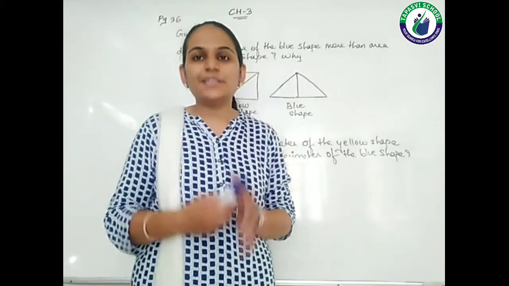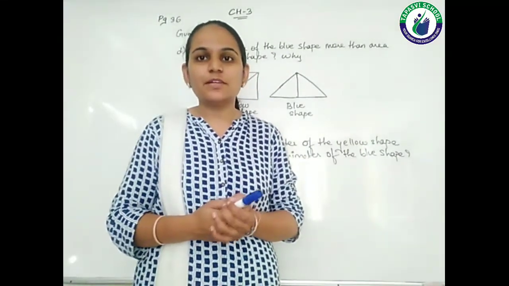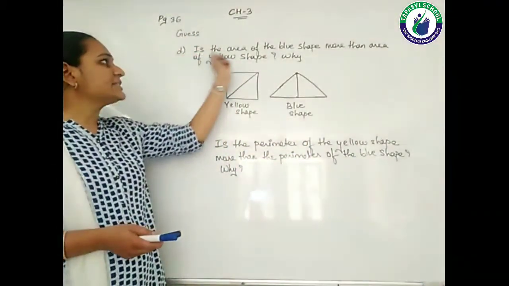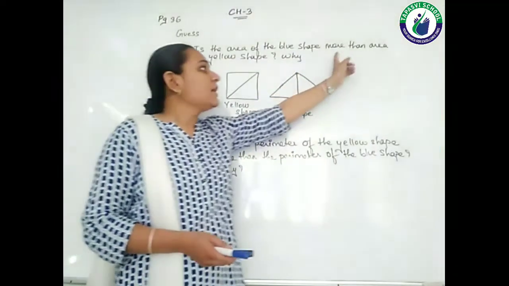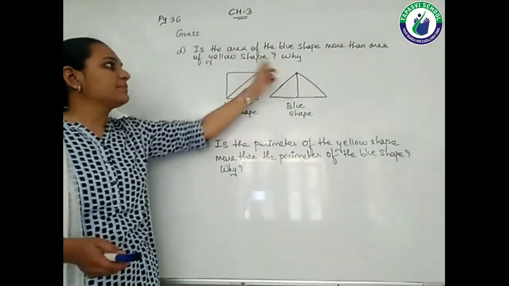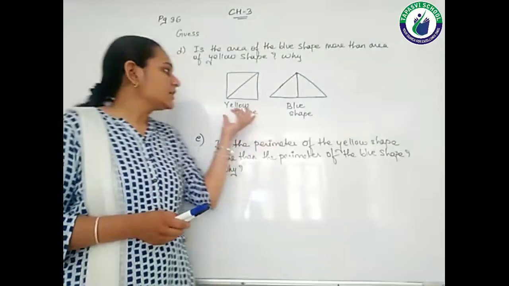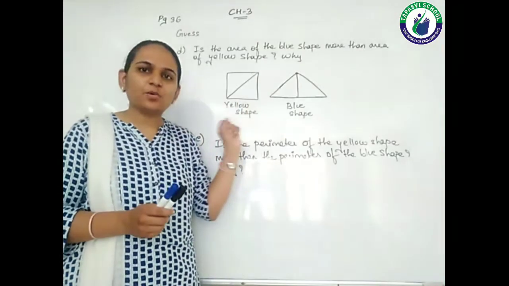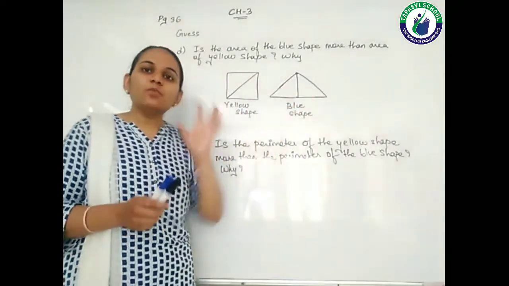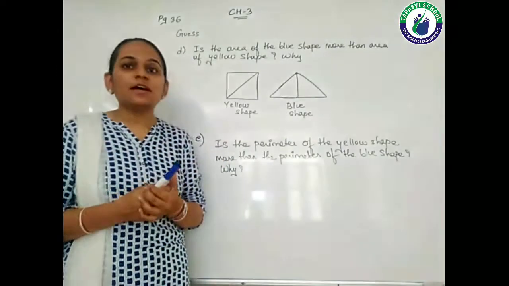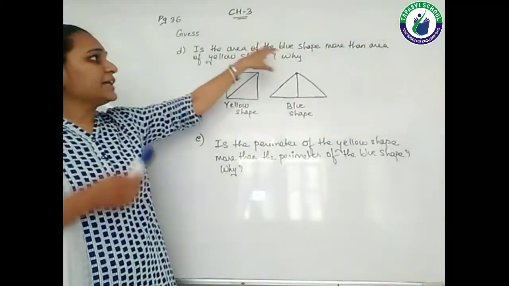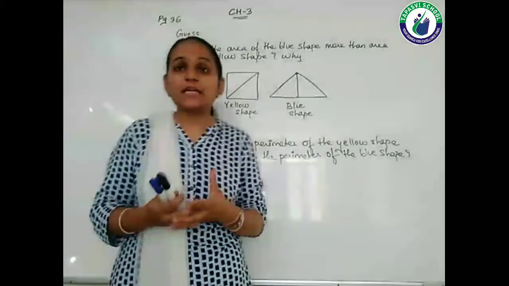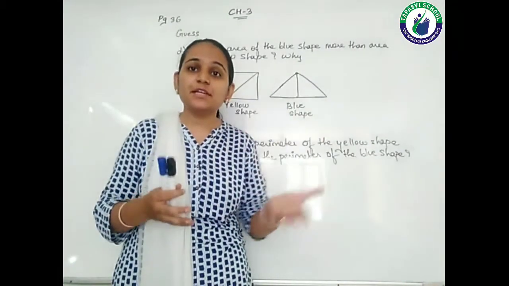Okay, students, now there are still two guesswork questions which we need to solve. We have done C, now we are going to D1. Is the area of the blue shape more than the area of the yellow shape? See, this particular square has yellow color in it. This one is a triangle, and it has blue color inside it, right? Now we have to answer whether the area of the blue shape is more than the area of the yellow shape.